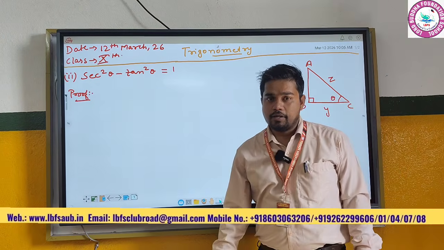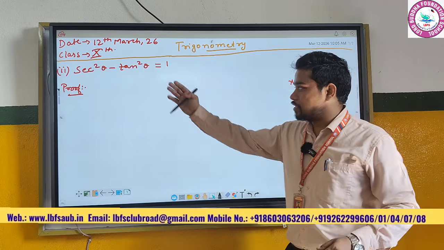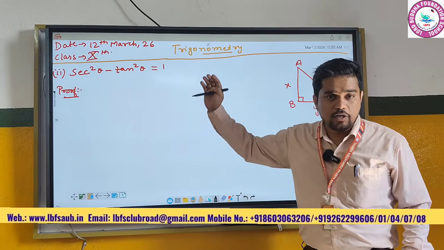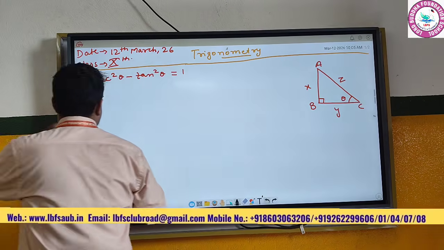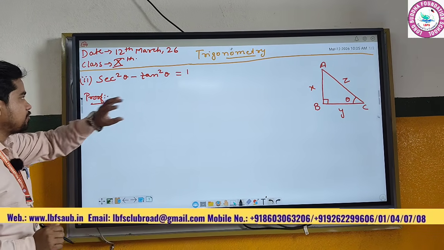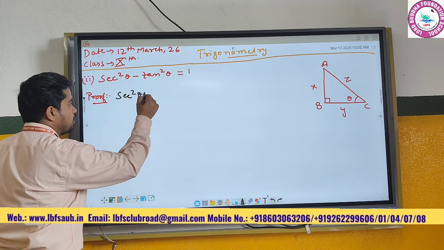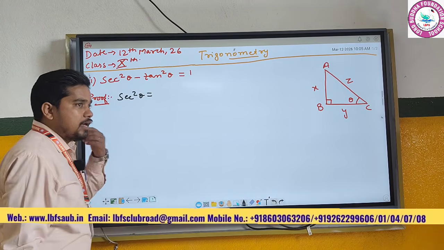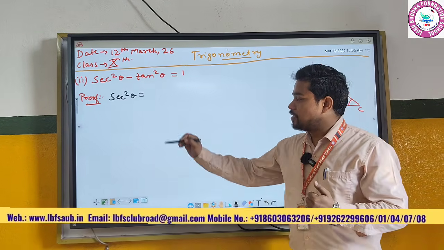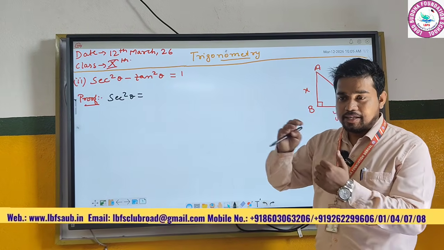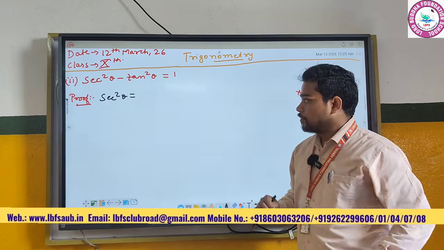Okay. Now come on to the second topic, second identity, which is sec square theta minus tan square theta is equal to 1. So now we will prove this identity, which is sec square theta minus tan square theta is equal to 1. So first of all, we have to find out the value of sec square theta. Okay, as we have further studied, what is the formula of sec theta? Or we can say that it is the inverse of cos theta.